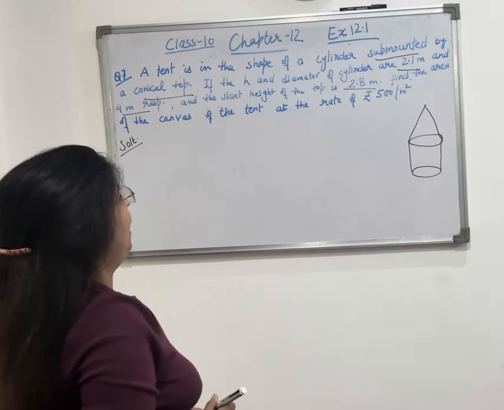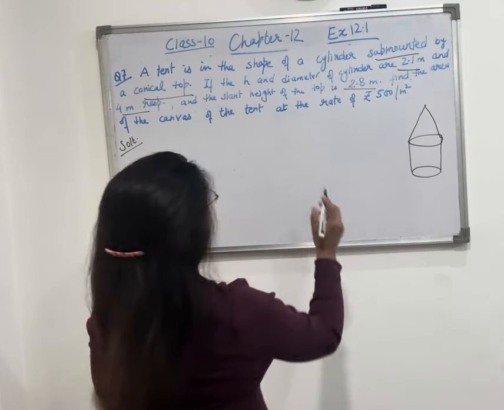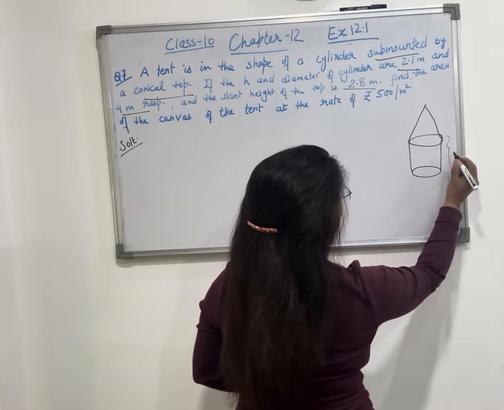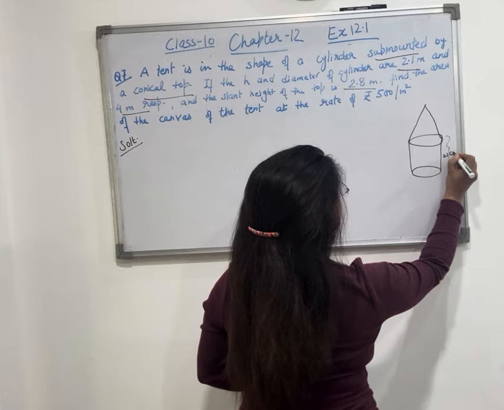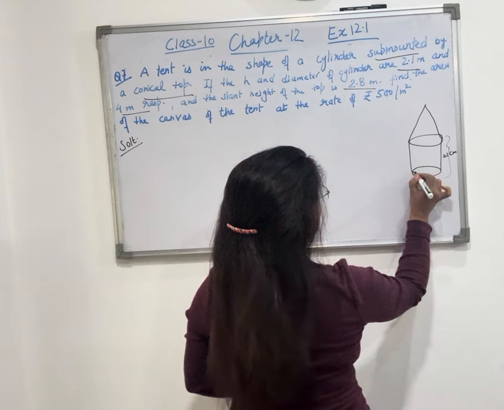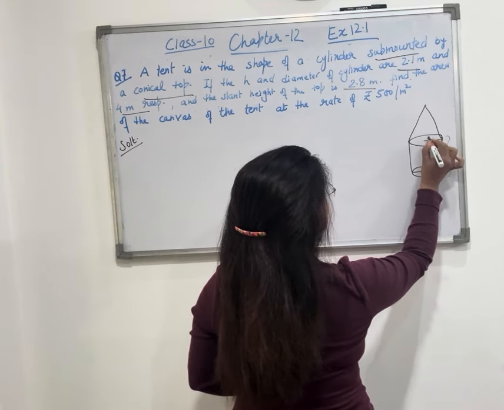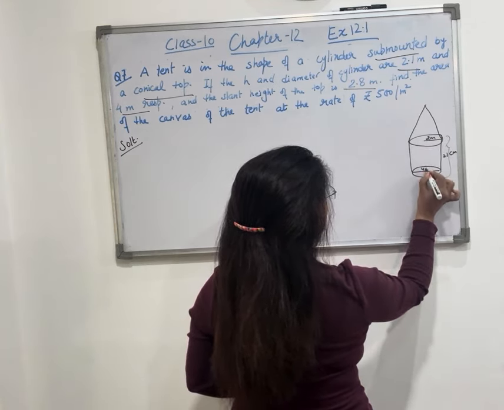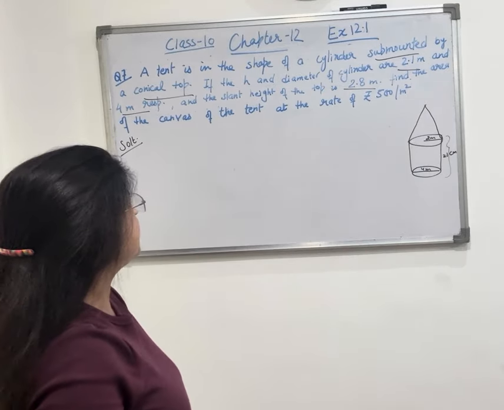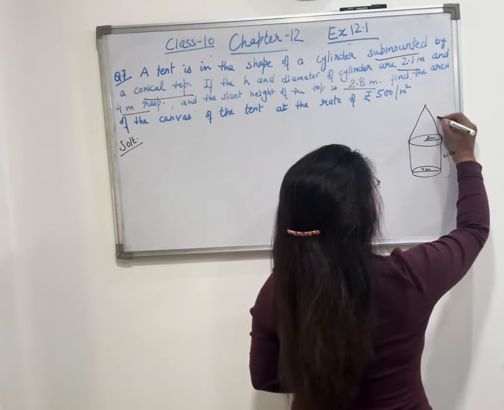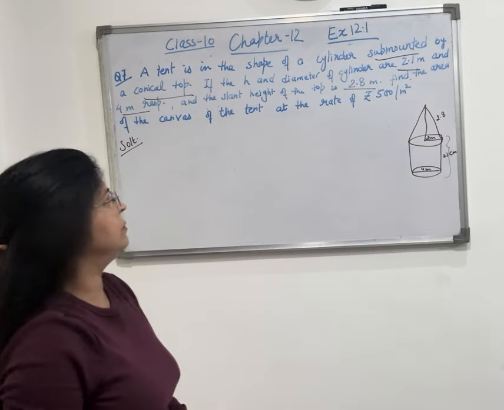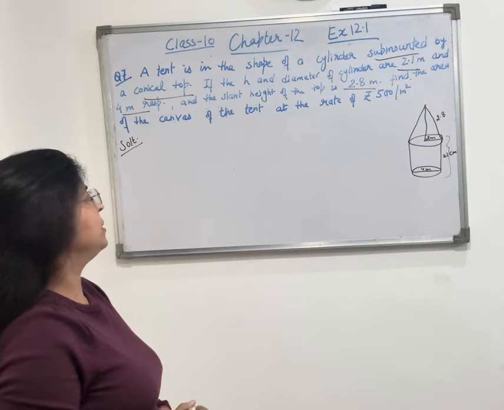Fine. A height is given, 2.1, of the cylinder. So its cylinder's height is given 2.1 meter and its diameter is given 4 meter. So this is diameter 4 meter. So the radius is 2 meter. If diameter is 4 meter, radius is 2 meter because radius is half of the diameter. And the slant height of the top is given, 2.8. So I think everything is given. Slant height is also given. Find the area of the canvas of the tent.